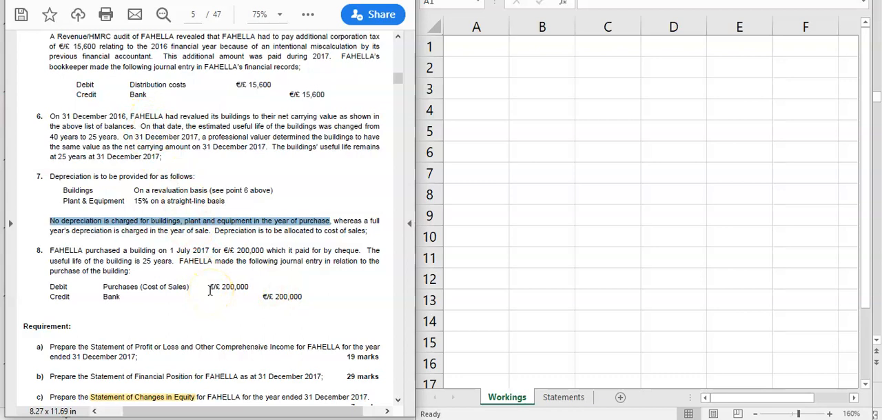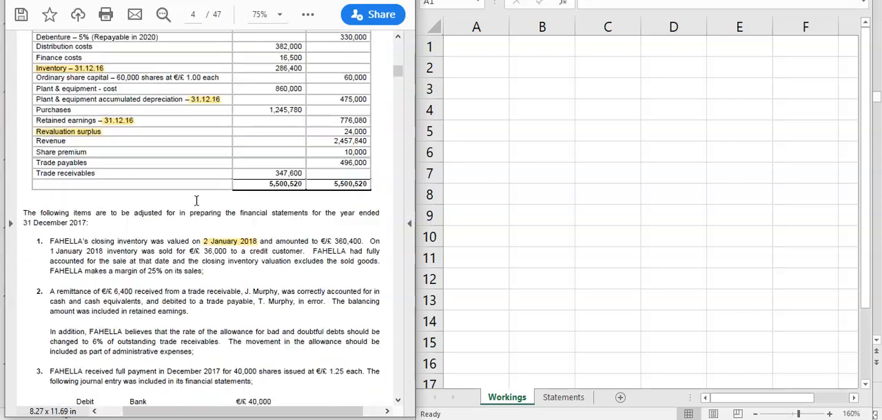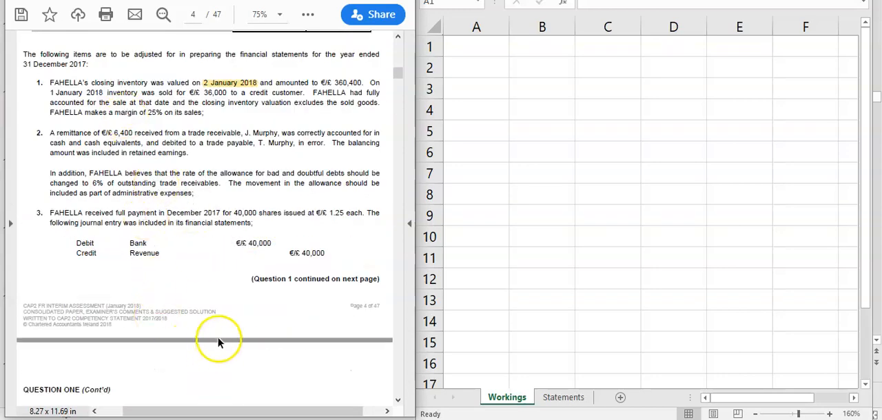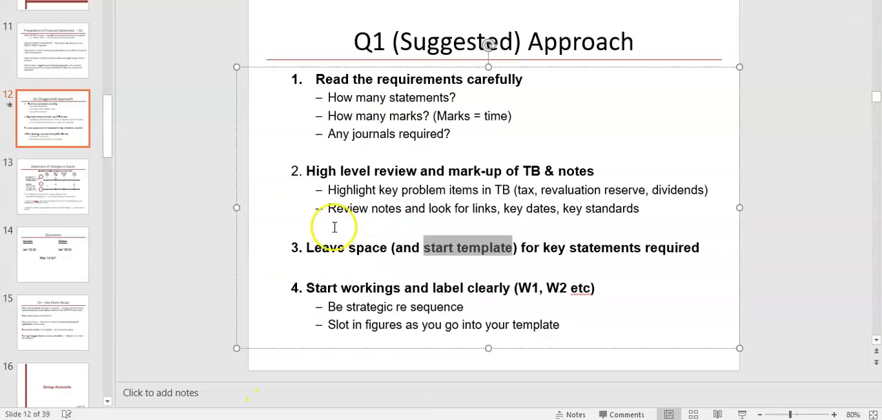So see the way there, if you just dealt with 6, without dealing with 7 or without dealing with 8, you have to redo them again. So I draw a circle there, all of 6, 7, and 8 have to be done together, because they're all linked together. So what we've done there is we've looked at the links to the trial balance, the links between the notes, and also we just jotted down each of the relevant standards as we came across them. So that's essentially your step 1 and your step 2: have a quick read of the requirements, have a quick read of the information given.